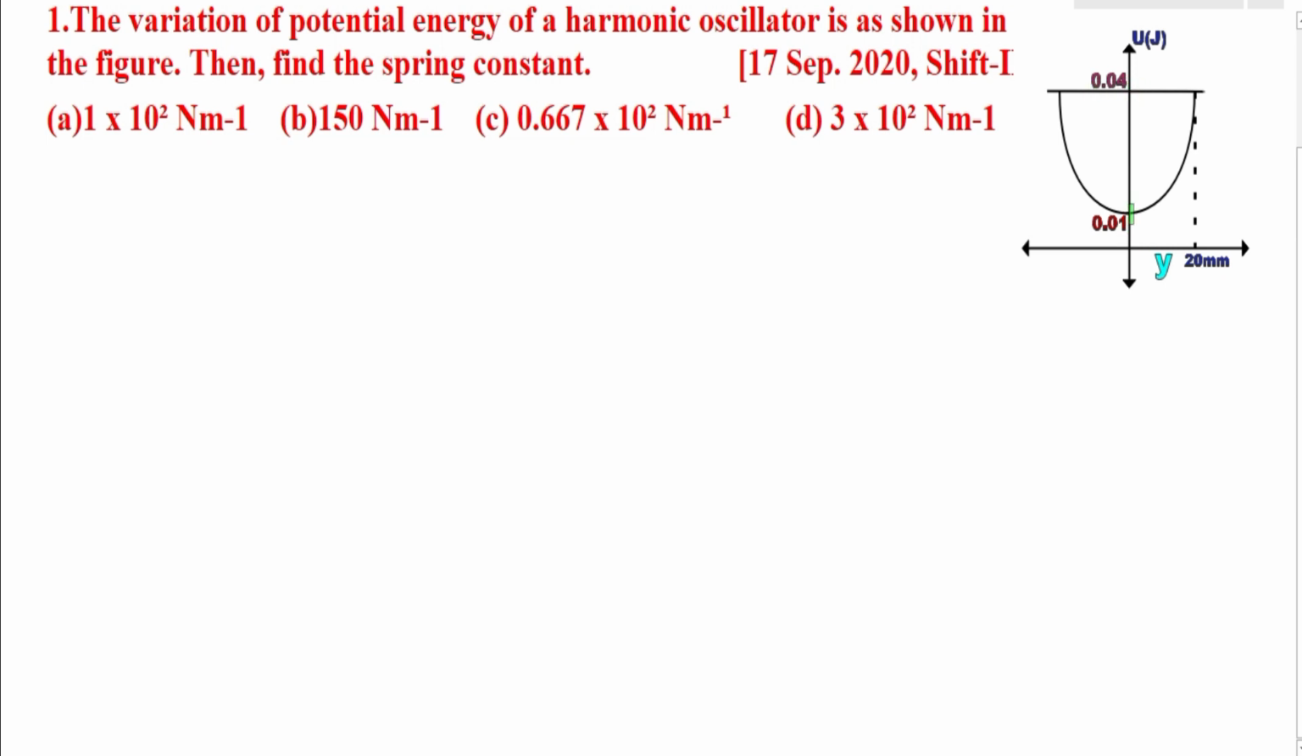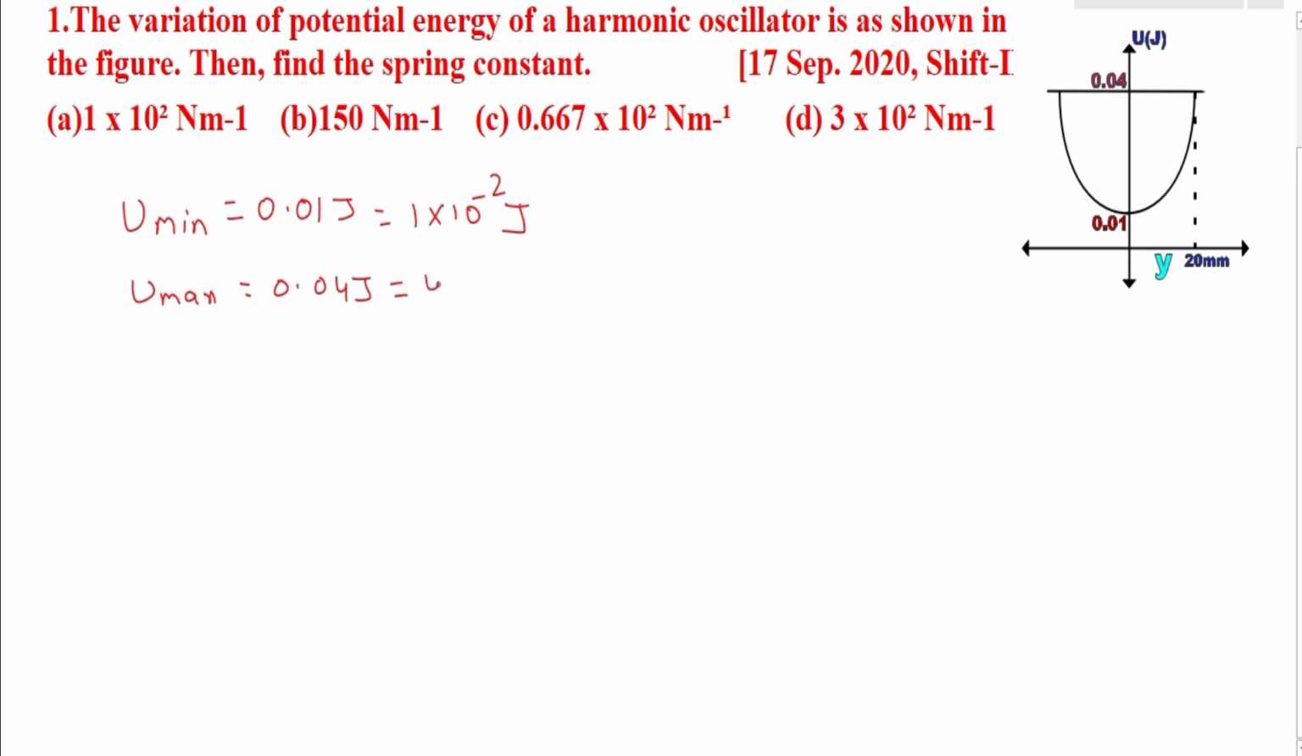That is, at mean position, that is at y is equal to 0, the value of potential energy is 0.01, and at extreme position, the value of potential energy is 0.04 joules. Okay, now let us write this. We came to a conclusion that the value of minimum potential energy, U minimum, is equal to 0.01 joules, that is equal to 1 into 10 power minus 2 joules. And the maximum value of potential energy, U max, is equal to 0.04 joules.